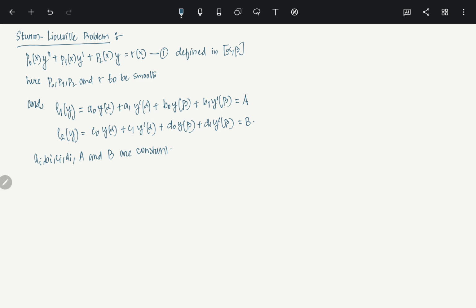Now you see this problem, if you remember, we have seen that it will depend on the value of the boundary data, on L1 and L2. This problem may have a unique solution, may have no solution, or may have infinitely many solutions, right? We have already seen that part.